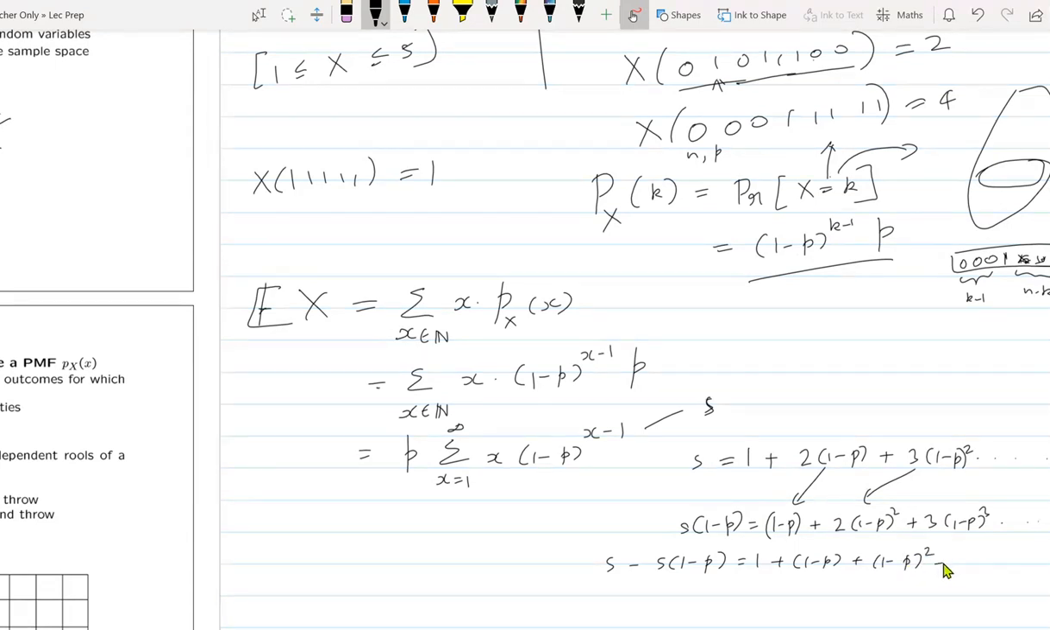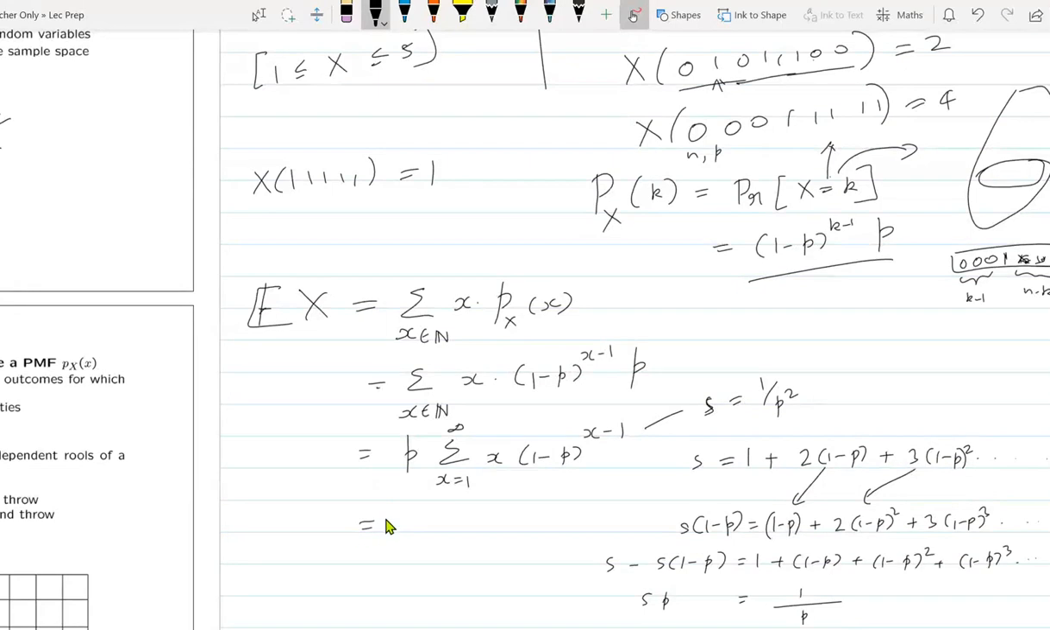Great, it's an interesting trick. So 1 minus p the whole cube and so on, and that is a GP. That is a by 1 minus r, an infinite GP. So 1 minus 1 minus p is going to be p. So s into 1 minus p, the s gets cancelled, and this will be s p. So s is equal to 1 by p squared.